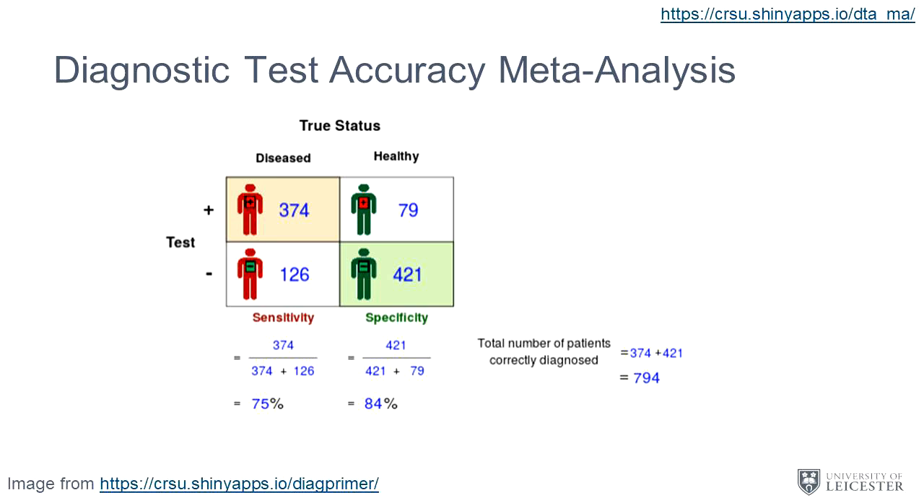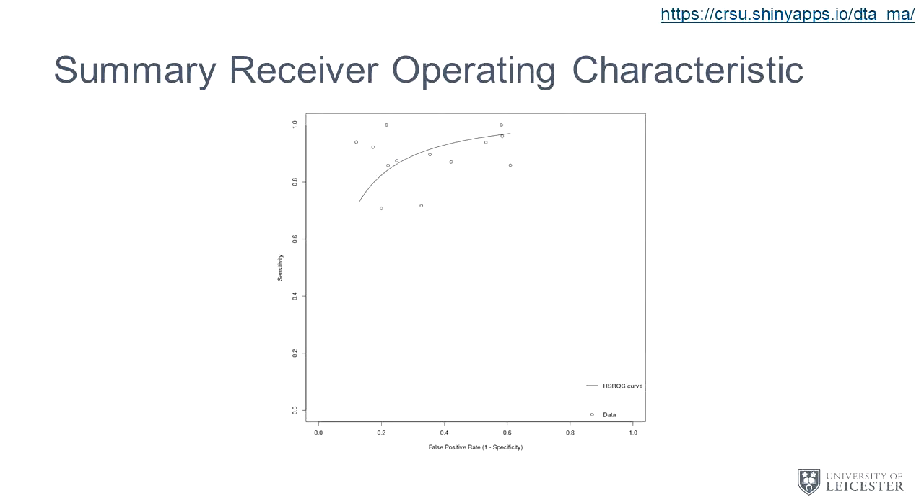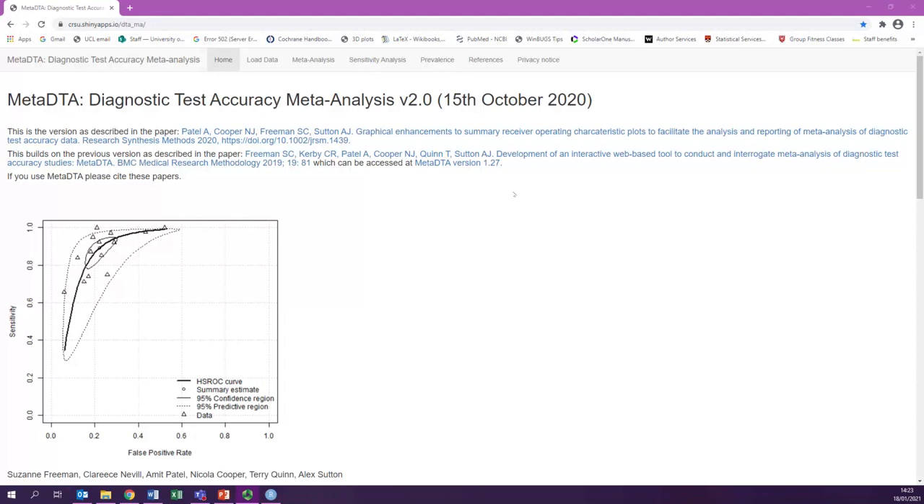The results can often be displayed as a summary point in ROC space, so we have sensitivity on the y-axis and 1 minus specificity on the x-axis, and the blue square in the middle represents that summary estimate of pooled sensitivity and specificity with 95% confidence and predictive regions. Or we can plot a summary receiver operating characteristic. So now I'd like to show you how MetaDTA works.